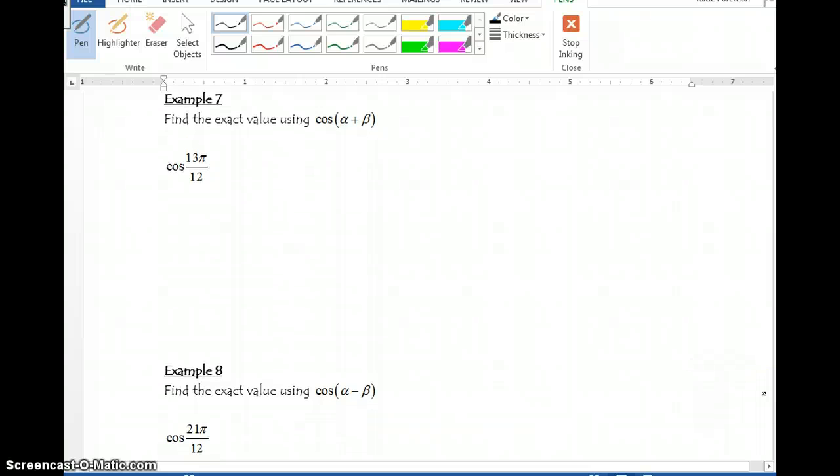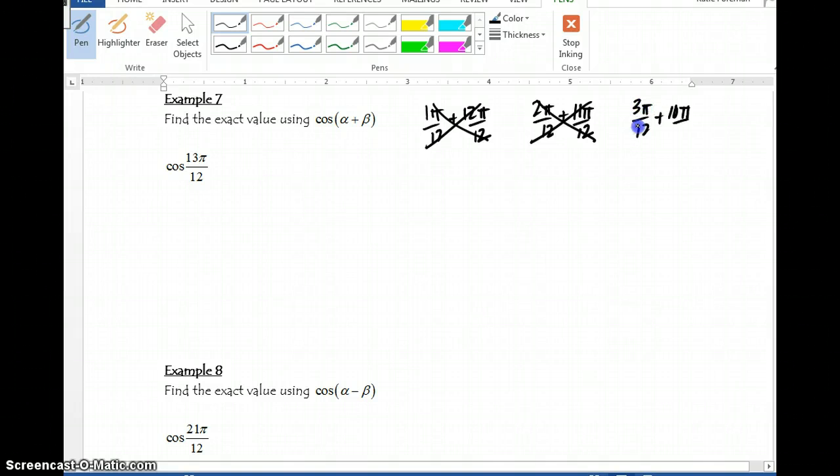Okay, 13 pi over 12 using the sum and difference. 1 plus 12 would give us 13, but automatically 1/12 doesn't reduce. 2 pi over 12 would reduce, plus 11 pi over 12, but that one won't. 3 pi over 12 plus 10 pi over 12. 3/12 reduces to pi over 4, and 10/12 would reduce to 5 pi over 6. I have two appropriate reference angles, so we'll just go with this one.